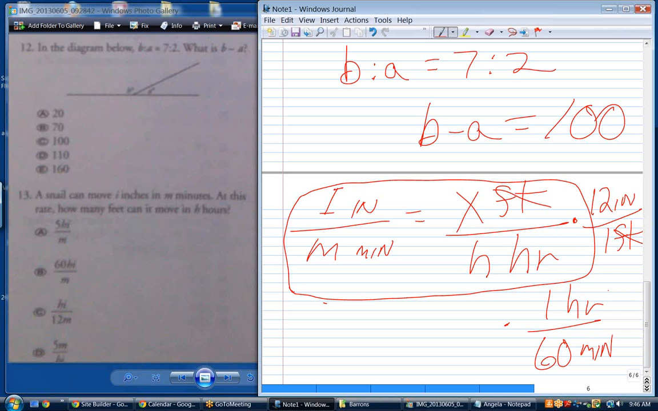I ran out of room here. This is supposed to be to the right of the 12 inches per minute. So now we have everything solved, and we can actually figure it out. We have I over M. I have to divide by 12, and I have to multiply by 60. So this should be the number of inches that I move in H hours.